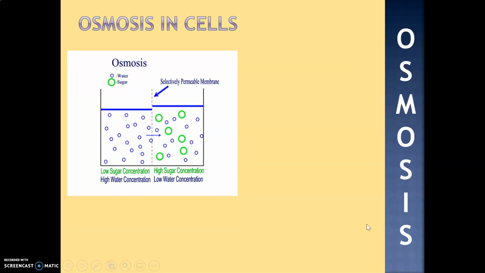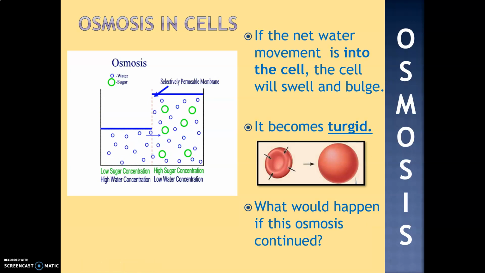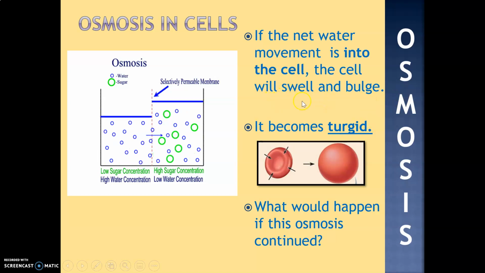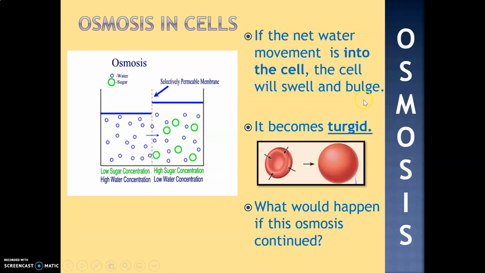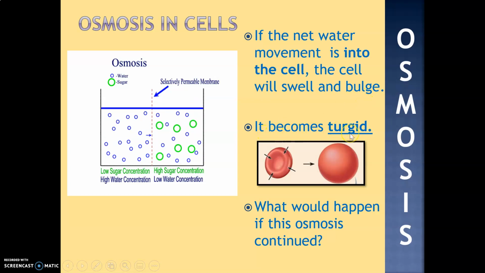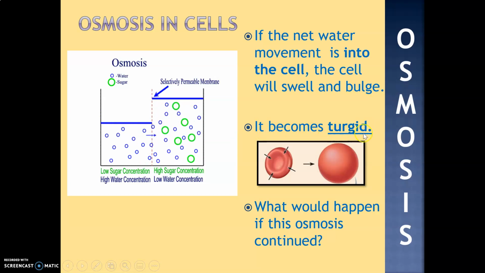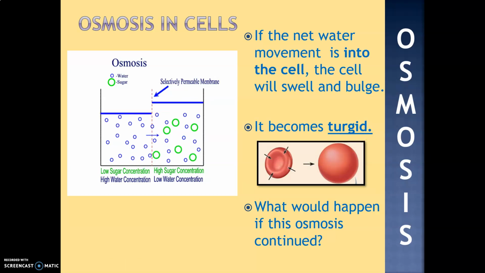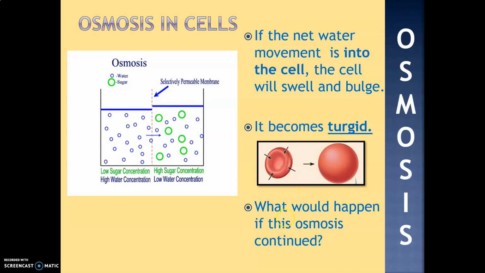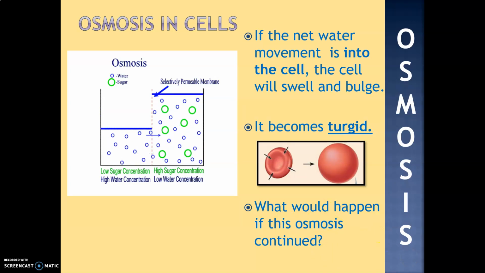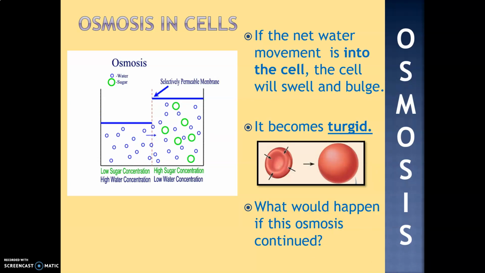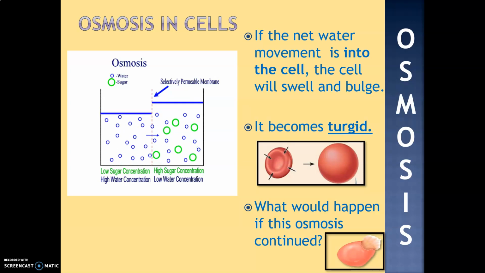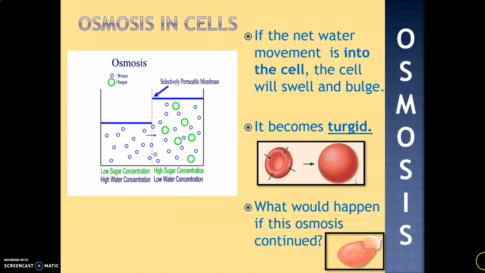Okay, another scenario. If the net movement of water is into the cell, it would swell and bulge, and it will become what? Turgid. So the cell will become turgid. Okay, so what would happen if this osmosis continued? What do you think would happen? Yeah, of course, amazing. So if this continues, the cell would what? Burst. If this continues, the cell would burst.